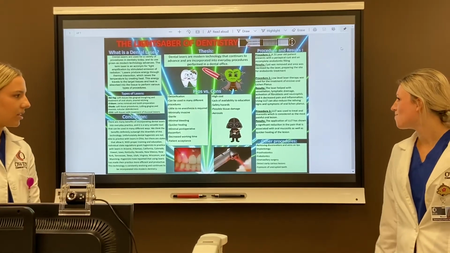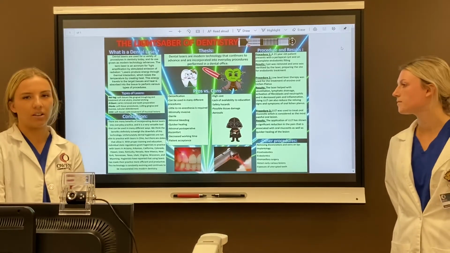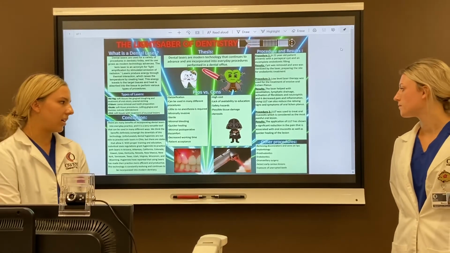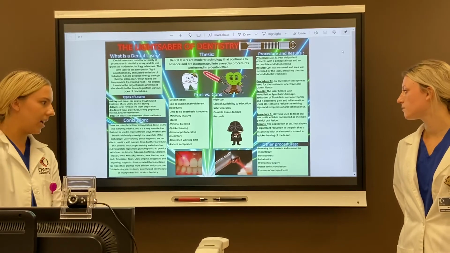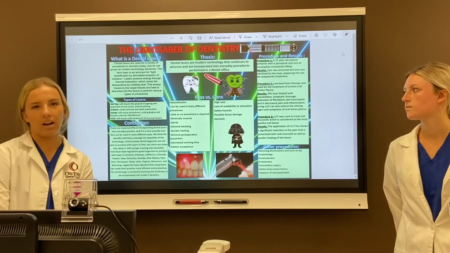Some other procedures that the dental laser can do: it can remove discolorations on the gingiva and lips, like melanin pigmentation. It's also used in implantology, prosthodontics, endodontics, and oromaxillary surgery. It can detect early carious lesions, and it can expose unerupted teeth.